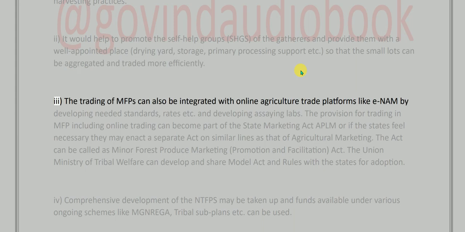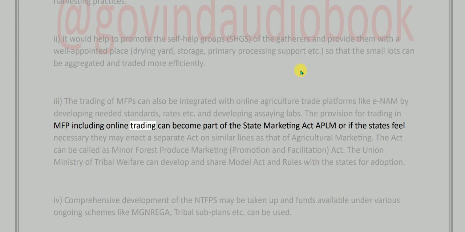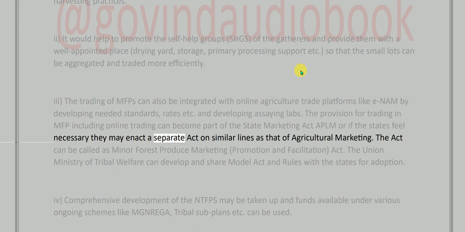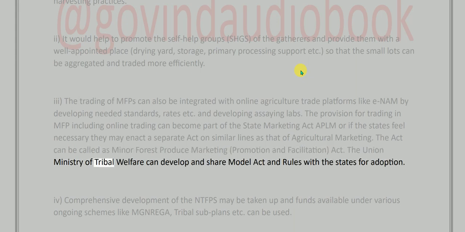3. The trading of MFPs can also be integrated with online agriculture trade platforms like eNAM by developing needed standards, rates, etc., and developing assaying labs. The provision for trading in MFP, including online trading, can become part of the State Marketing Act, APLM, or if the states feel it necessary, they may enact a separate act on similar lines as that of agricultural marketing. The act can be called the Minor Forest Produce Marketing, Promotion and Facilitation Act. The Union Ministry of Tribal Welfare can develop and share a model act and rules with the states for adoption.